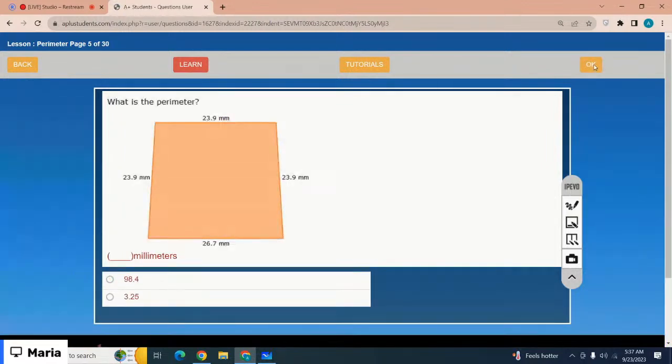Okay, what is the perimeter? You have to add up all the side lengths, right? So it would be 23.9 plus 23.9 plus 23.9 plus 26.7. So the correct option is 98.4, right? The correct option is 98.4.